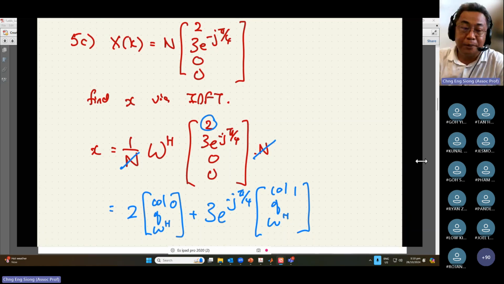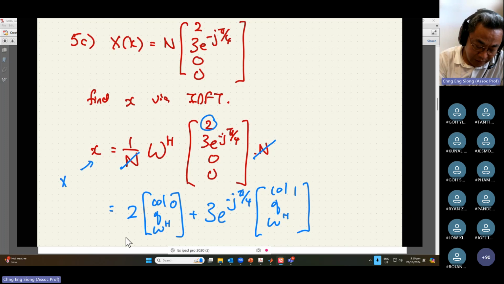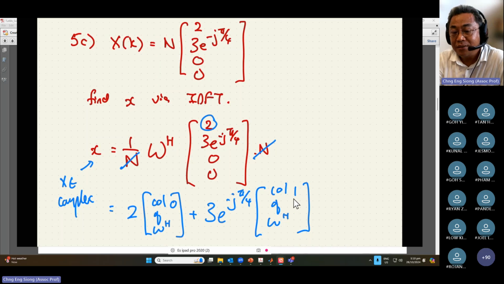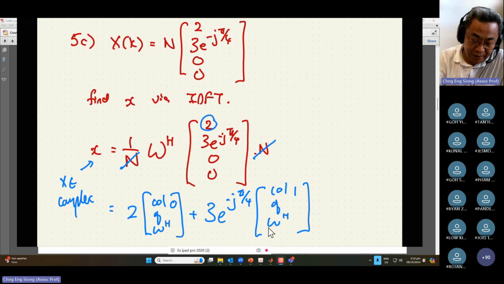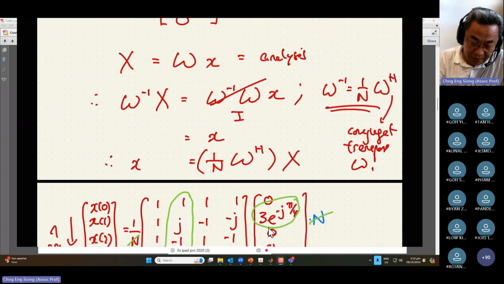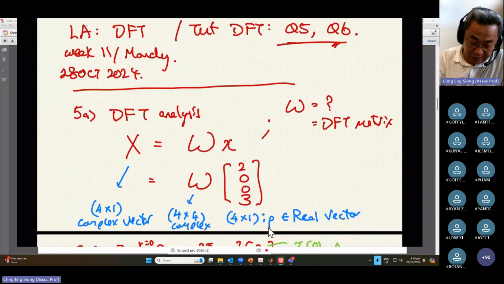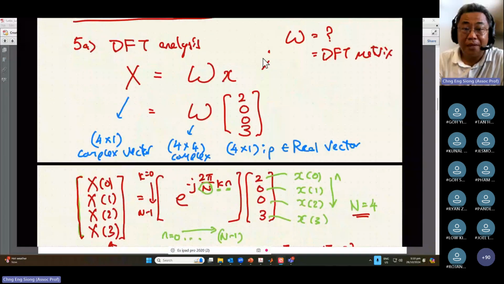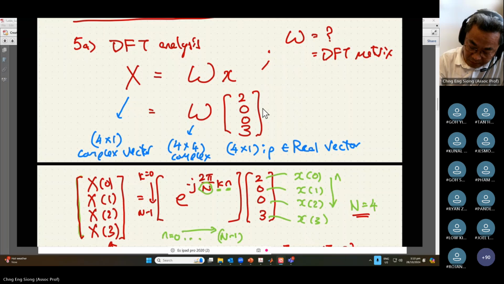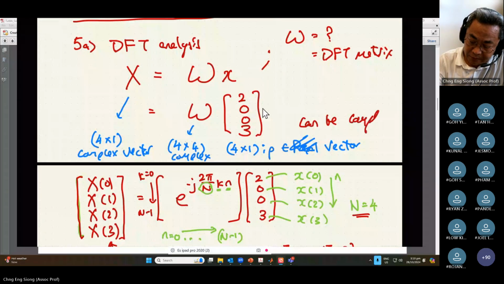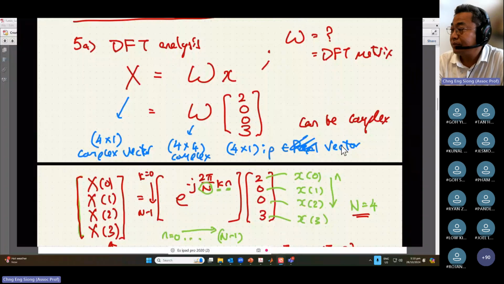Is X always in a real space? No, here X is complex. Can you see? Yeah, here X is complex, and it does work. See? The first column of W^H is complex numbers. So actually I lied. Well, I didn't lie, but in some examples, X can be complex as well. Okay?